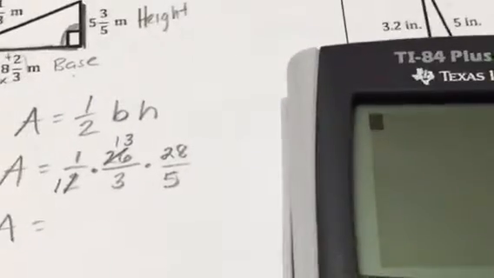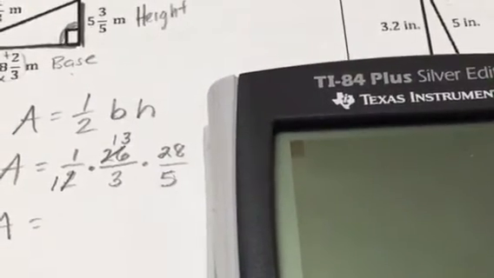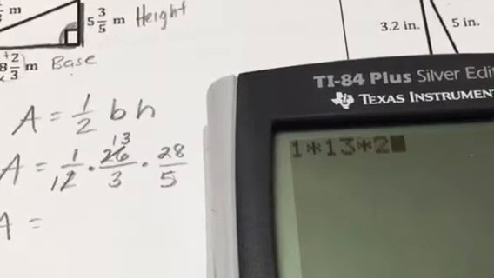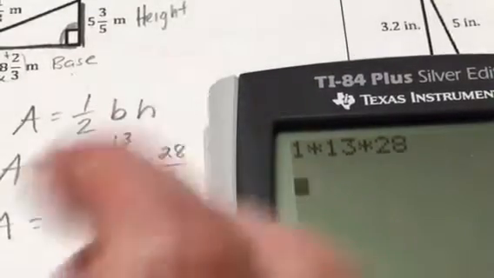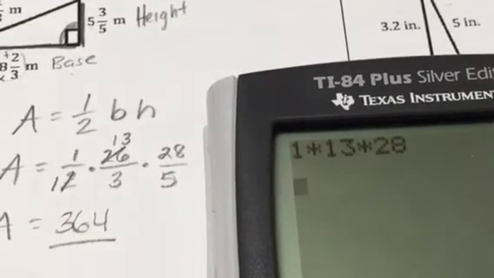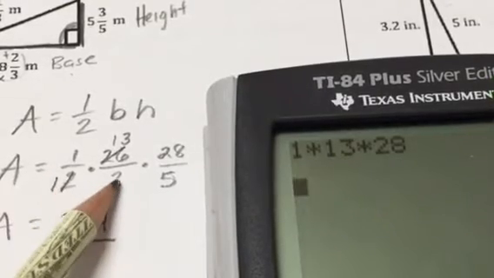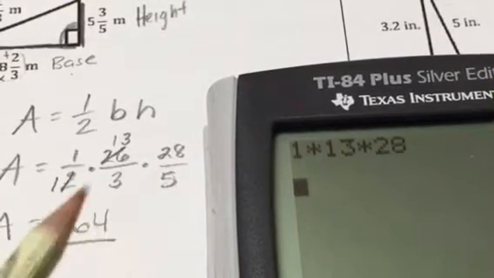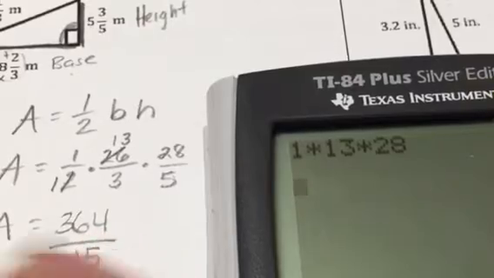I'm going to enter that into my calculator. 1 times 13 times 28. And I get 364. Okay, that's my numerator. Now I'm going to multiply the denominator. 1 times 3 is 3. 3 times 5 is 15.